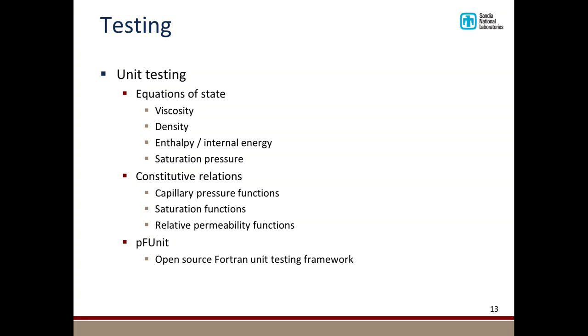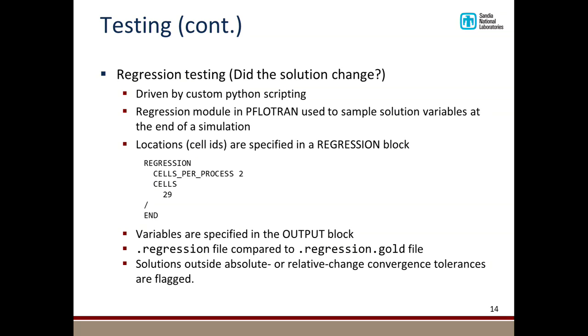We use PFUnit. That is a unit testing suite put out by researchers at NASA and I think Northrop Grumman. It's designed around Fortran and it's worked very well for us. For regression testing, basically the solution change tests, we have written our own custom Python scripts for this. We made that choice long ago. It's worked out very well.